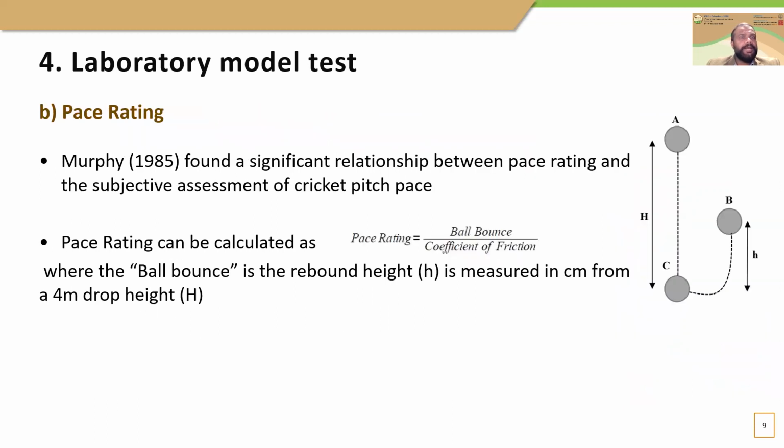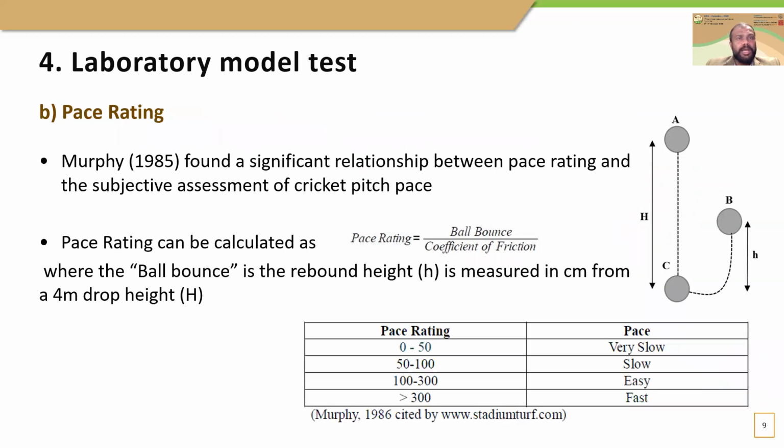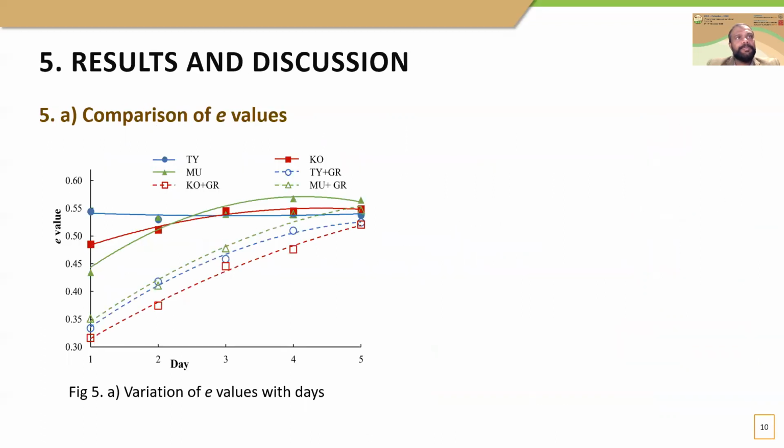Moving on to the pace rating. The pace rating is the ratio between the ball bounce and the coefficient of friction, which was found by Murphy in 1985. Here the ball bounce is the rebound height, simply H, measured in centimeters, and 4 meters is the drop height. The pace rating is like this: 0 to 50 very slow, 50 to 100 slow, 100 to 300 easy, and above 300 is fast.